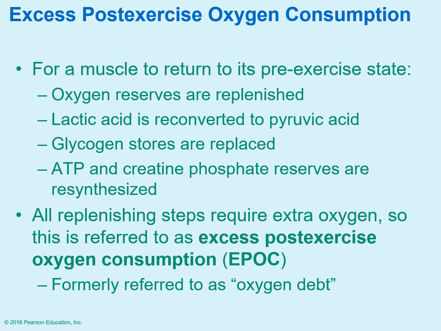For a muscle to return to its pre-exercise state, you have got to restore the oxygen reserves. You've got to get that lactic acid reconverted back to pyruvic acid. Glycogen, which is a storage form of glucose, has got to be replaced. You need to replace that free ATP and the creatine phosphate. So you've got all these things. You have to restore everything back to how it was.